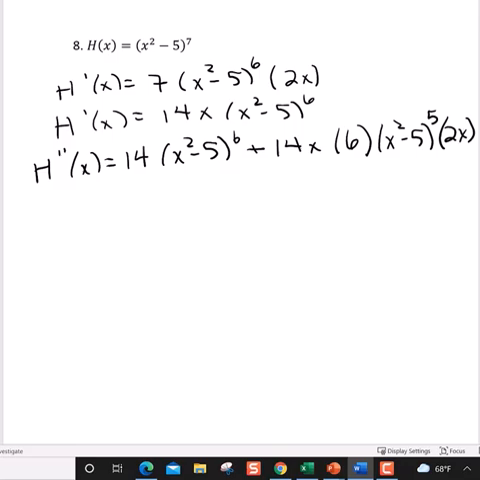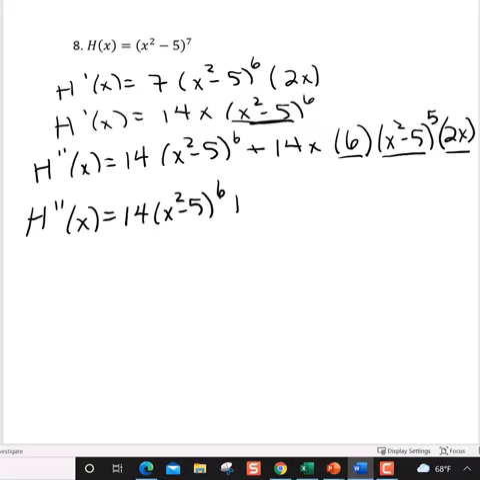So this was the chain rule happening from the (x² − 5)^6. There's my 6. Power goes down 1 and then back inside. Let's make that a little better. So I have 14(x² − 5)^6 plus I have a 14, I have a 6, and I have a 2. 14 times 6 times 2 is 168. I have x times x is x squared. I have (x² − 5)^5.